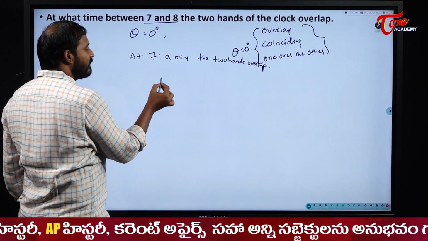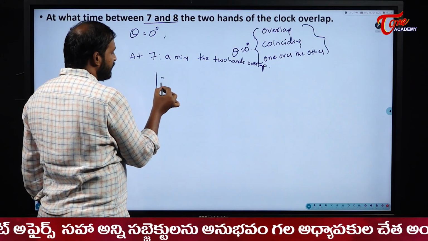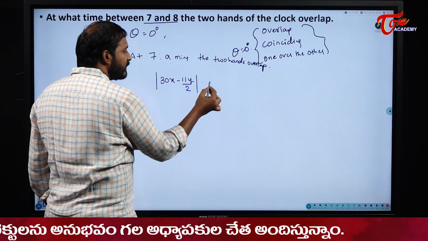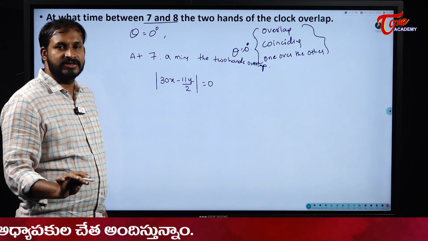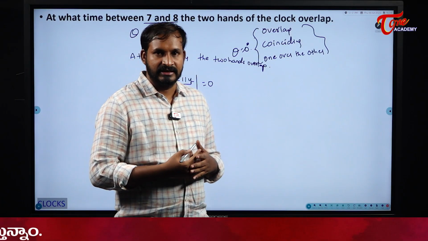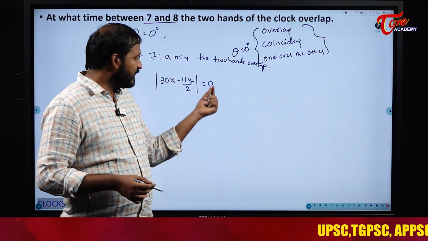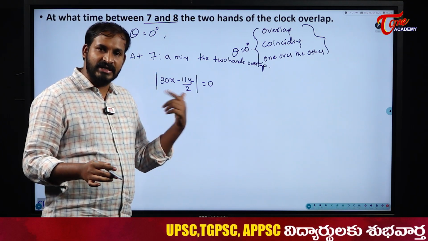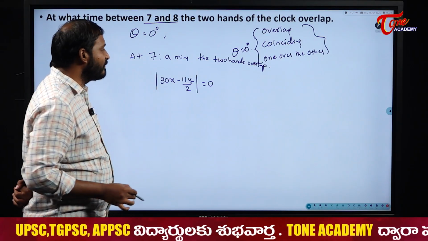So, what will be my formula for theta? Modulus of 30x minus 11y by 2 should be equal to what here? 0. When I send mod to the other side, it becomes 0 only, plus or minus 0. Why I am stressing on this plus or minus again and again means later we will see. There is some advantage, some importance for this plus or minus. When it is 0, there will be no importance, but we have importance for this plus or minus later in some other cases.